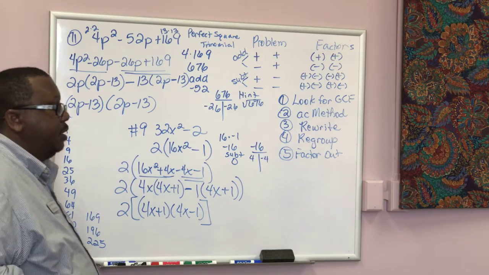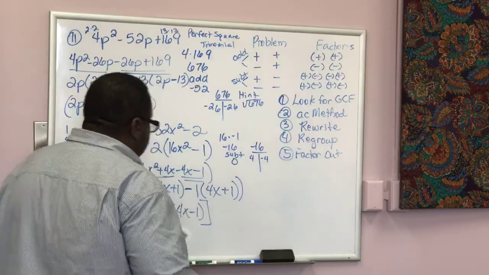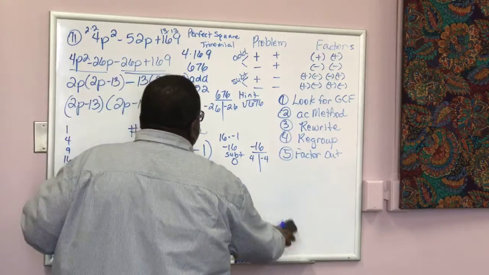Yes. C squared plus 13CD plus 36D squared. All right, number 7. Okay.